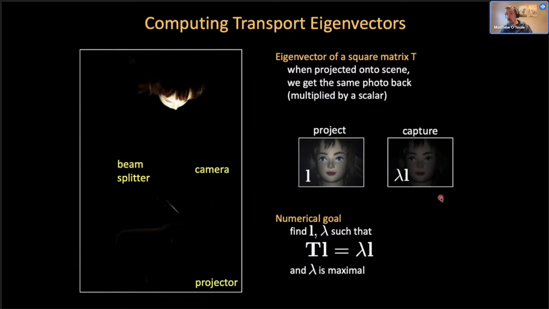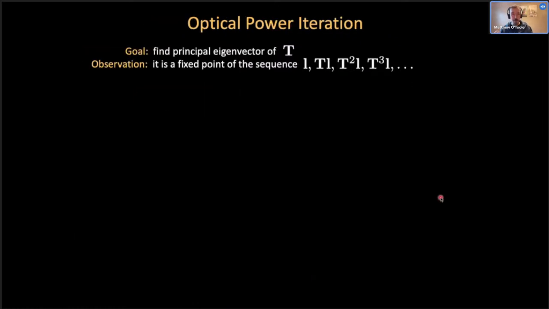scale. In other words, in the optical sense, this is a projector pattern that if we illuminate the scene with, we'll capture a photo that corresponds to the exact same illumination pattern that we sent into the scene up to some scale. And in order to capture these eigenvectors, we would typically have to measure T directly and then apply some eigenvector analysis algorithm to extract these images from that matrix. But we can also do this optically by implementing optical algorithms to analyze these matrices T.